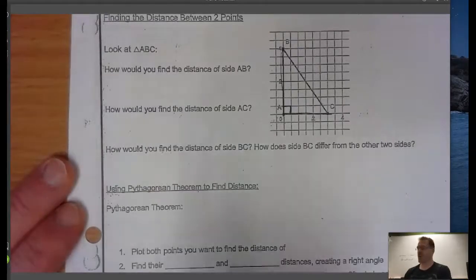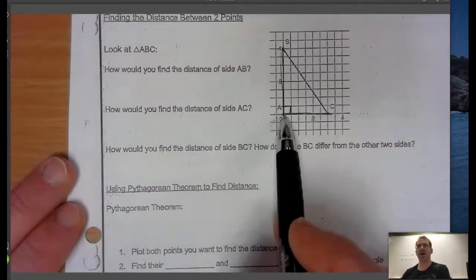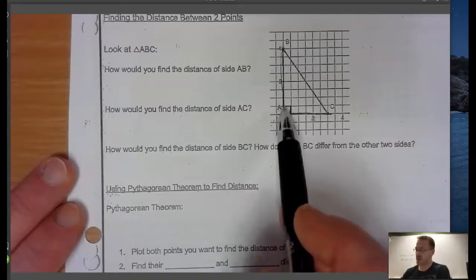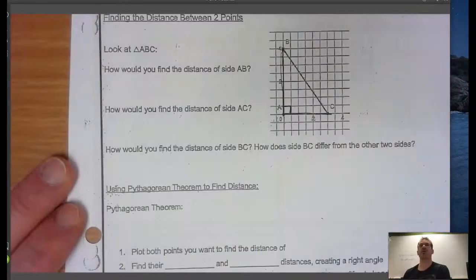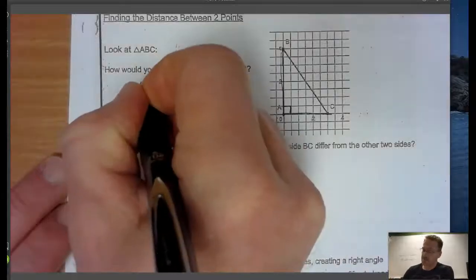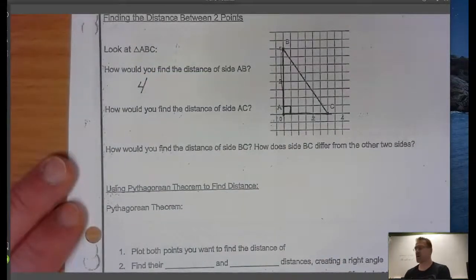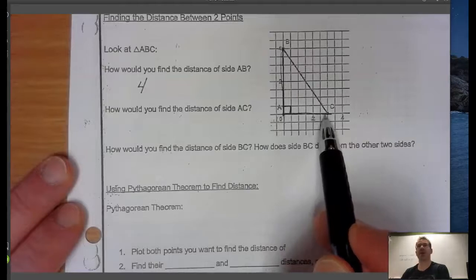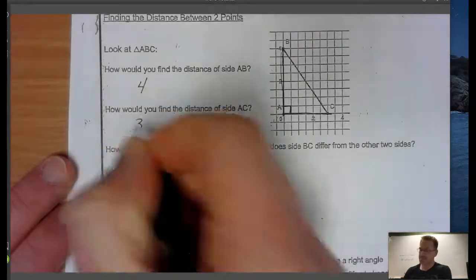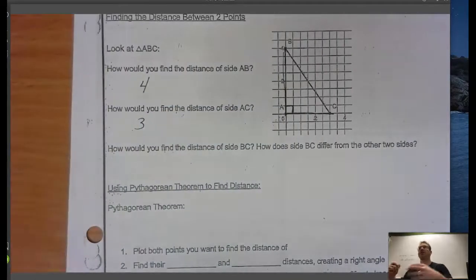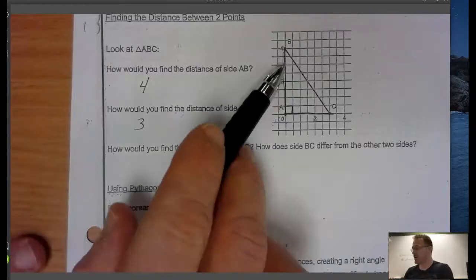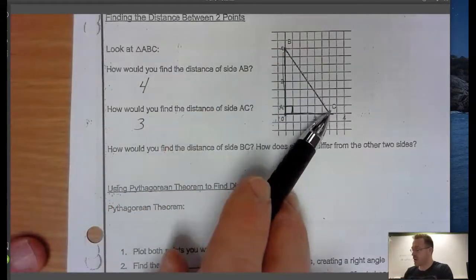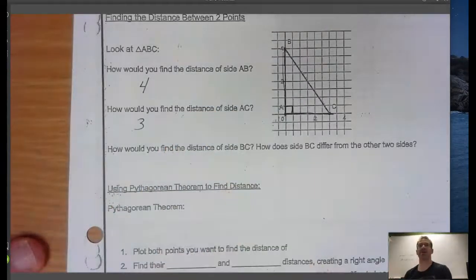And notice, if I'm going to find the distance of AB, this is pretty simple because I can just count. Notice my scale goes up by 2, so there's 2 to 4, so this has a length of 4. Here I can just count horizontally, and that has a length of 3. But notice this is why we need the Pythagorean theorem, because I can't count those blocks, since I'm on a diagonal here.